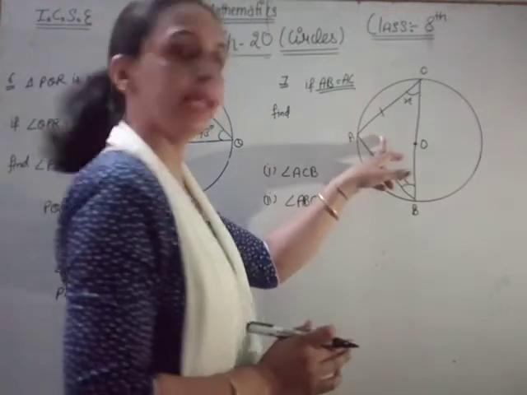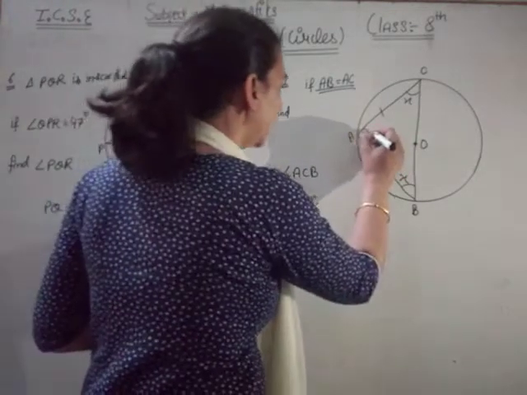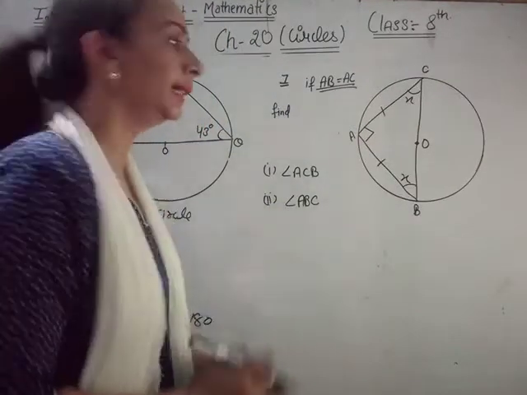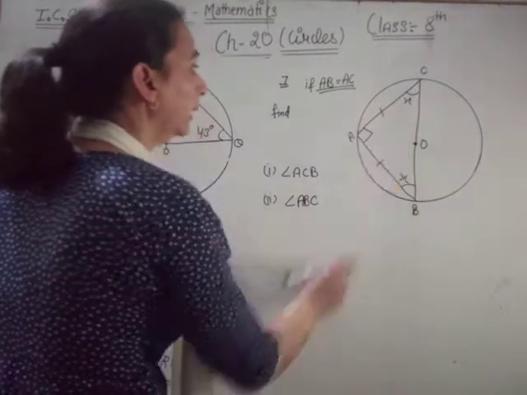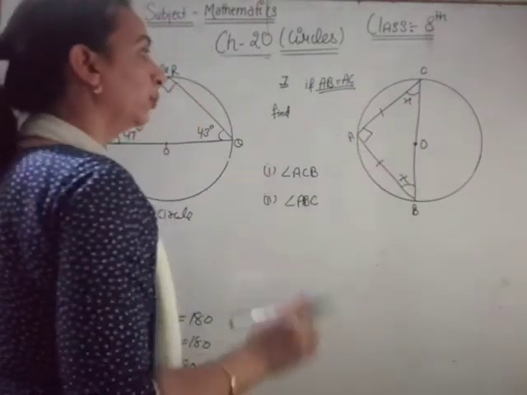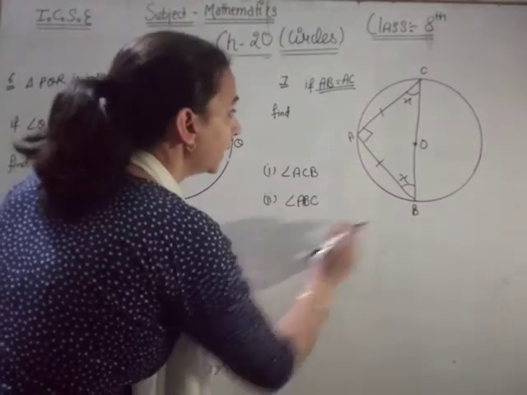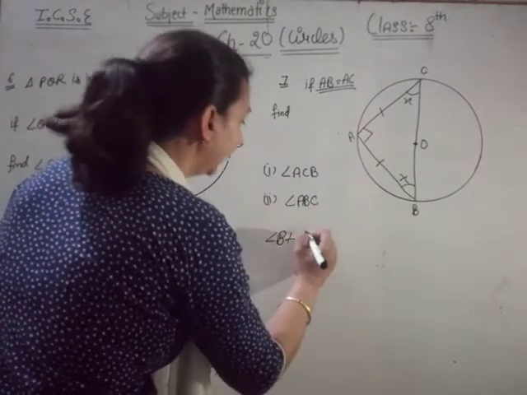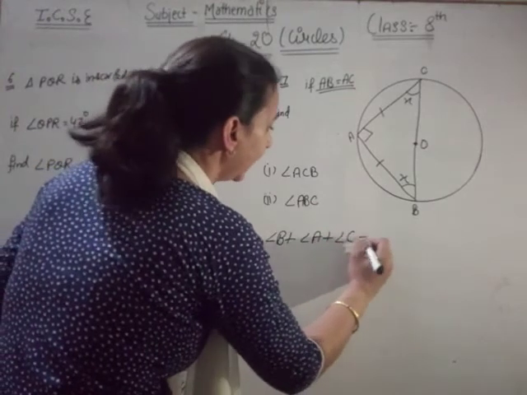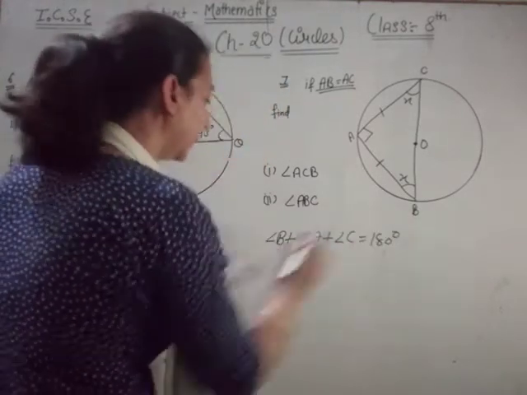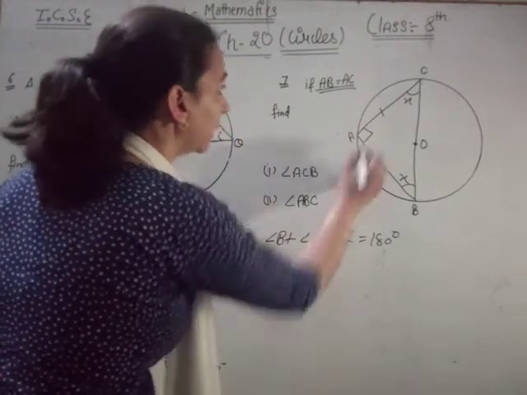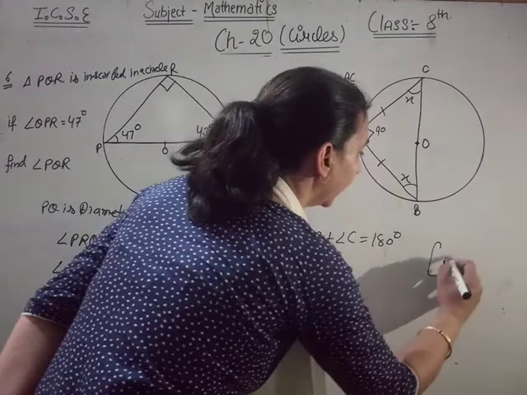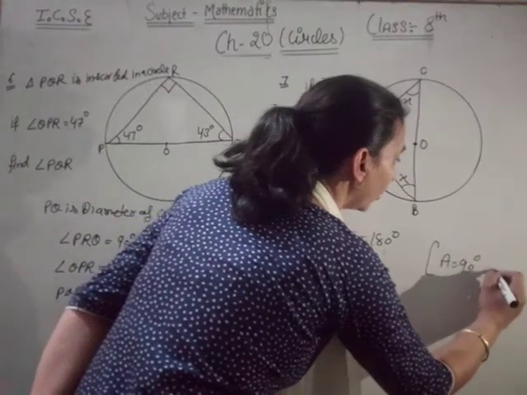Also this triangle is in a semicircle, then we know that this angle is 90 degrees, because in a semicircle every angle is 90 degrees. Then according to the triangle, the sum of three angles equals 180 degrees. Then first is angle B plus angle A plus angle C equal to 180 degrees. Angle B equals x, angle A equals 90 because of the semicircle.